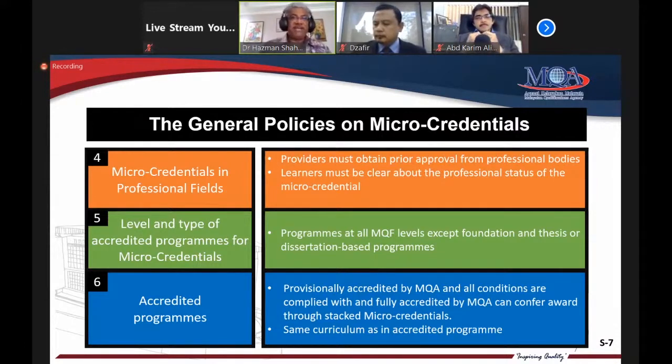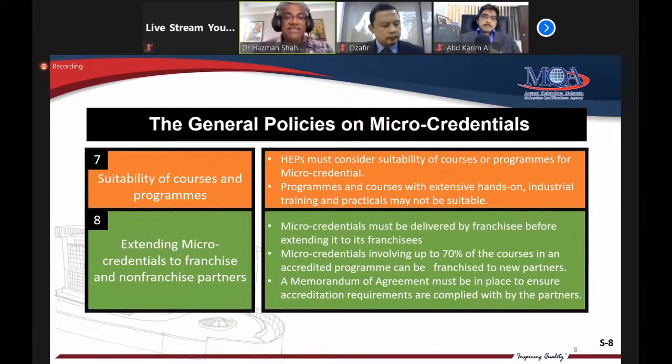Because they are coming from accredited programs, the micro-credentials will have to follow the same curriculum, right? Because they enjoy the accredited status. And with that privilege come some conditions. And this is a caveat for providers.